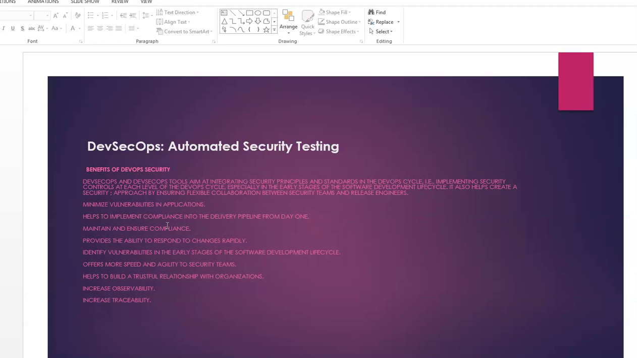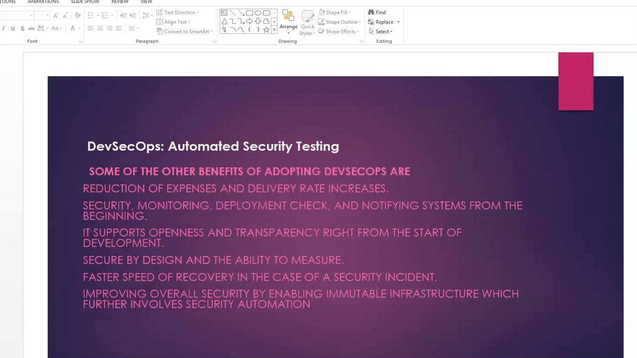It offers more speed and agility to the security team. It helps to build a trustful relationship within the organization. It increases the observability and the traceability. These are the different benefits of DevOps.